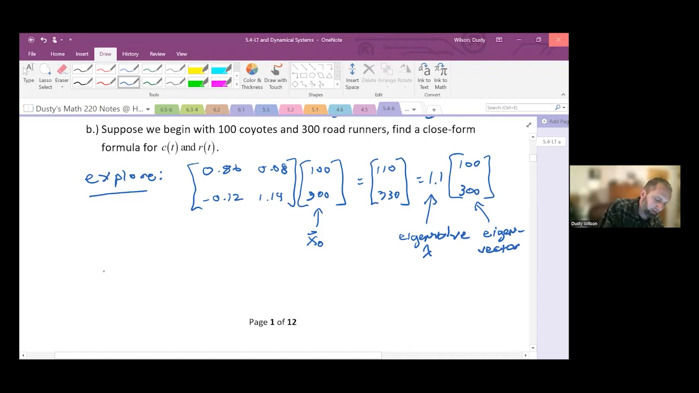So together, these things tell us that x of t is equal to A to the t times x naught. That's just sort of known altogether. But we know since our x naught is an eigenvector, this would be equal to 1.1 raised to the tth power times that initial state of 100, 300.